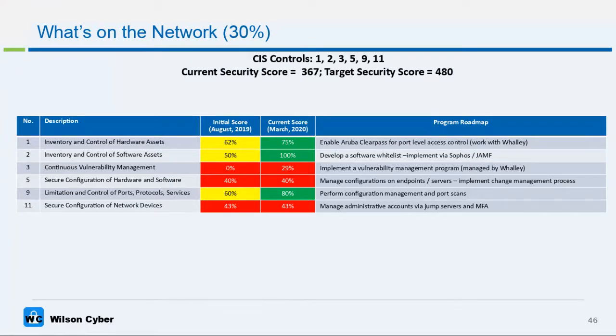Control number 2, we're pretty much where we are at 100%. We could develop a whitelist and implement through Sophos. Control number 3 and control number 4, we have work to do. Implement a vulnerability management program, managed by Wally, and manage configuration on endpoint service and change management process, once again by Wally. Number 9, which is currently an 80% configuration management port scans, we're pretty much where we want to be. And number 11, which is secure configuration of network devices, we're at a 43%, managed accounts via jump servers and MFA as we implement Wally.